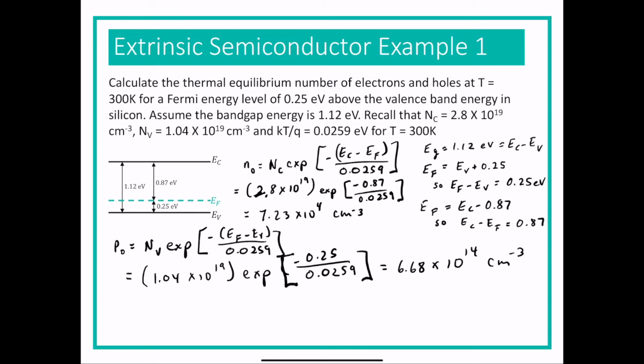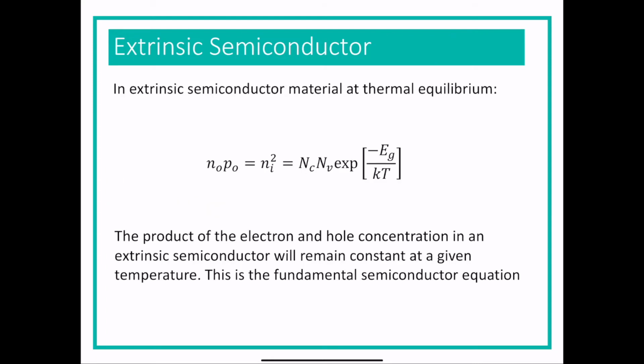All right, I'm going to keep going. This is a fundamental semiconductor equation. This just tells us at thermal equilibrium that anytime you know one of the carrier values, you can find the other using the intrinsic number squared. You can also find the value of the intrinsic number squared by taking NC NV and the exponential of negative EG over kT. And somebody already did that, as I said, for 300 K.